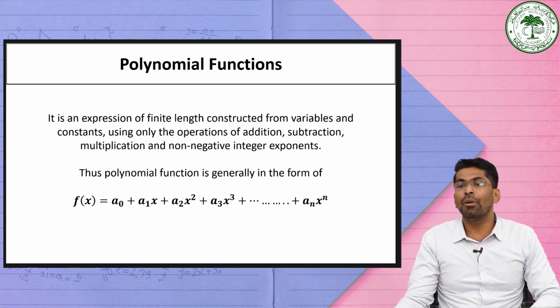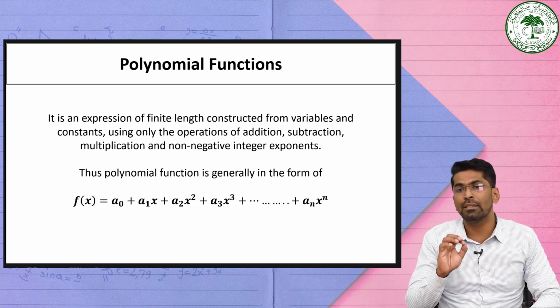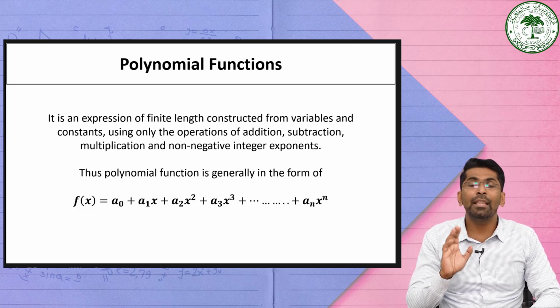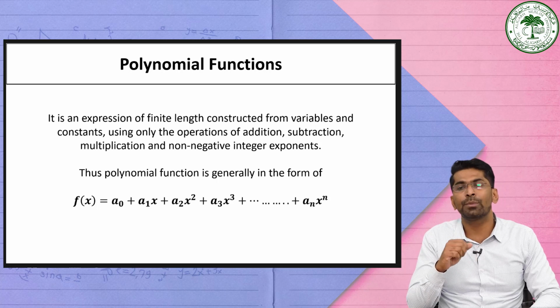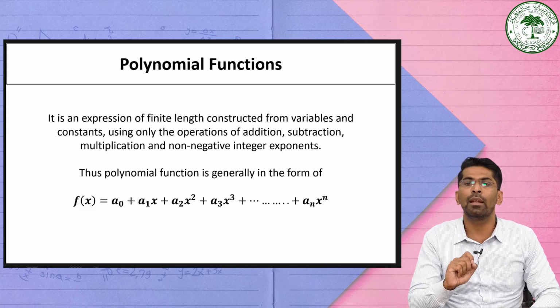So in the definition of a polynomial function, the operations of addition, subtraction and multiplication are allowed, and the exponent of the variable must be a non-negative integer. That is the most important criteria, especially for creating a polynomial function. You should keep in mind that division by the variable or negative exponents is not allowed within the standard definition of a polynomial function.